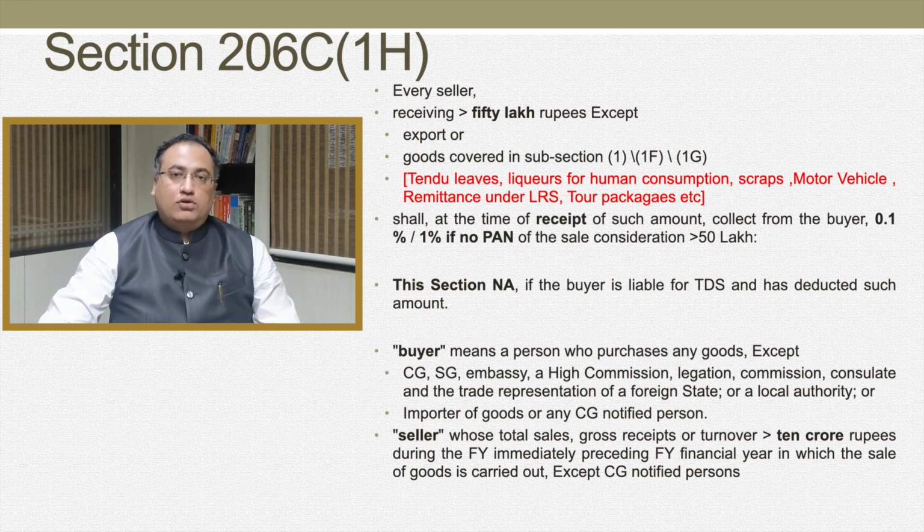So if I am talking about financial year 2021-22, in that case I need to check the turnover of financial year 2020-21 in relation to that seller. However, still there is a provision of some exemption. This section states that anybody whom the central government notifies shall be out of the purview of the definition of seller.